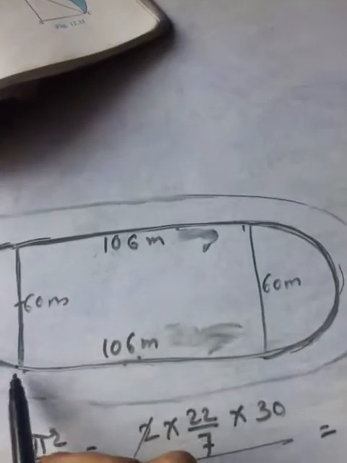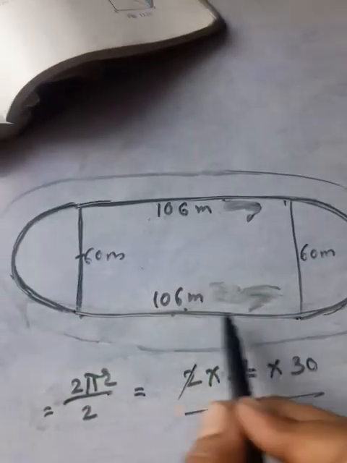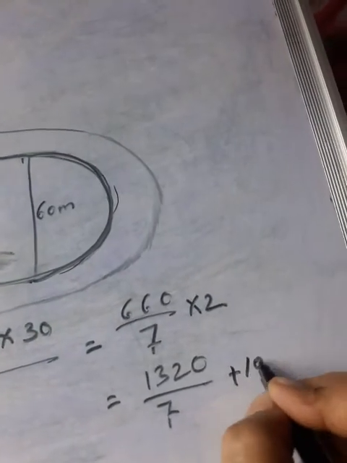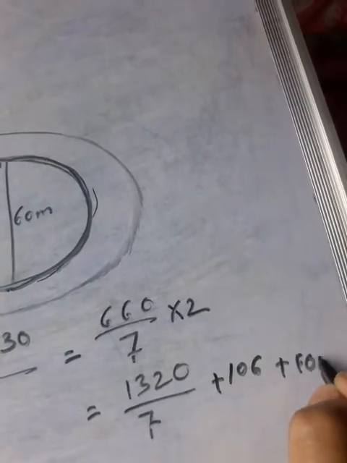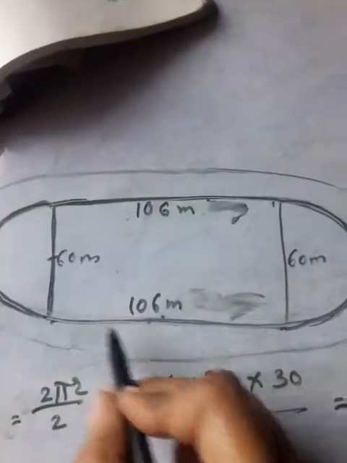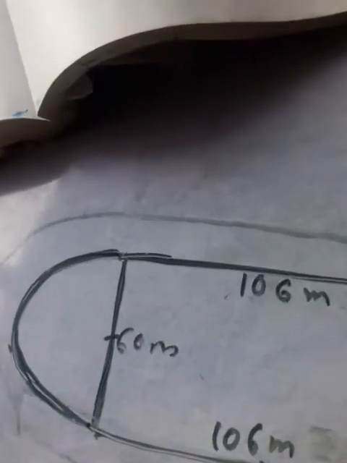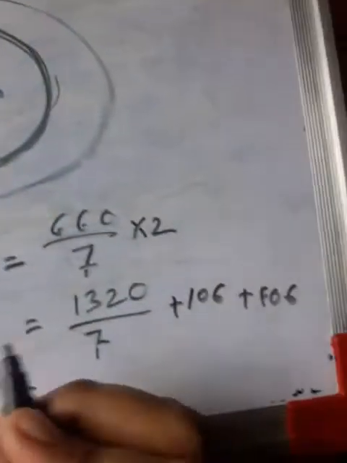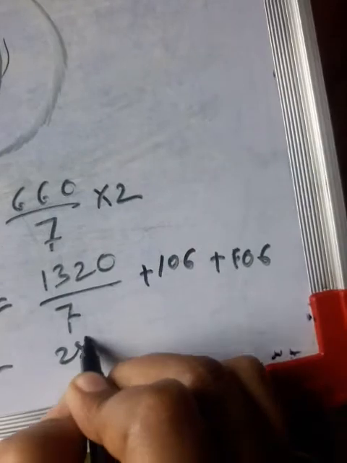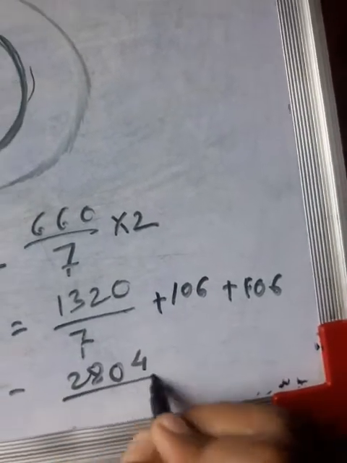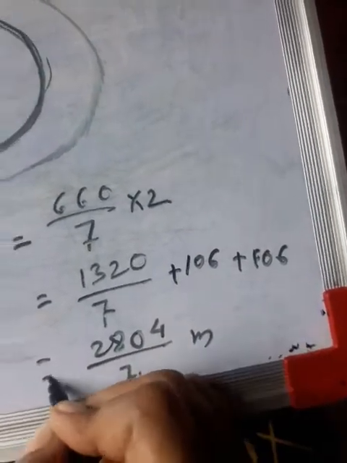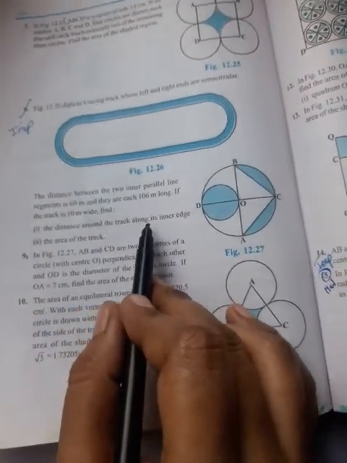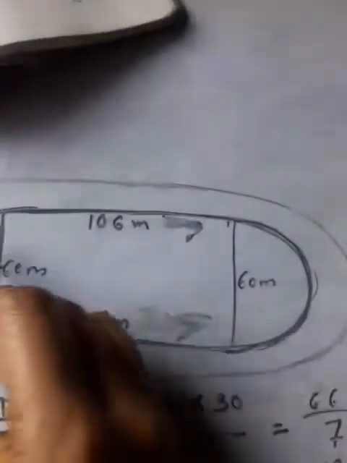Now we add this 106 and 106, so we will get the circumference of this inner edge. Okay, after calculation, our final answer is 2804 by 7. This is the circumference of this inner edge, meaning the distance around the track along its inner edge. We got the distance here.